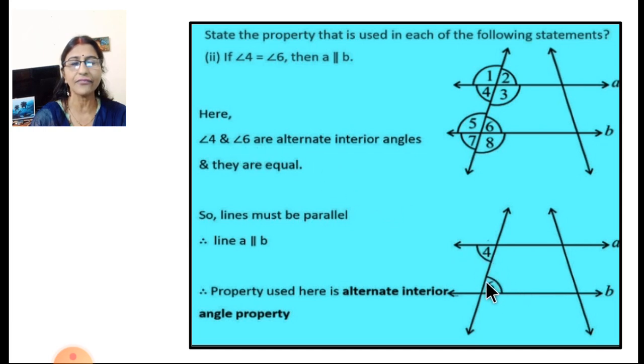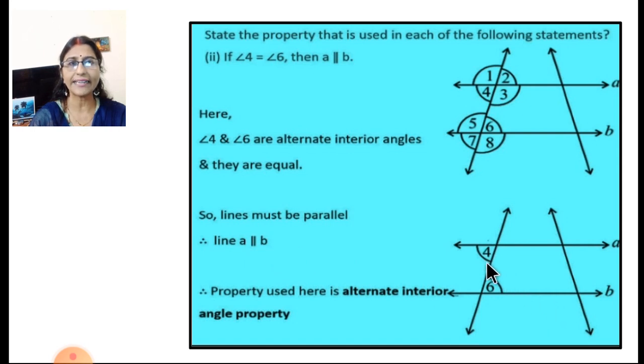You can see which kind of angles are formed here. They are alternate interior angles. And it's given in the question that they are equal. So alternate interior angles are equal, so the lines must be parallel. Therefore, line A is parallel to B.